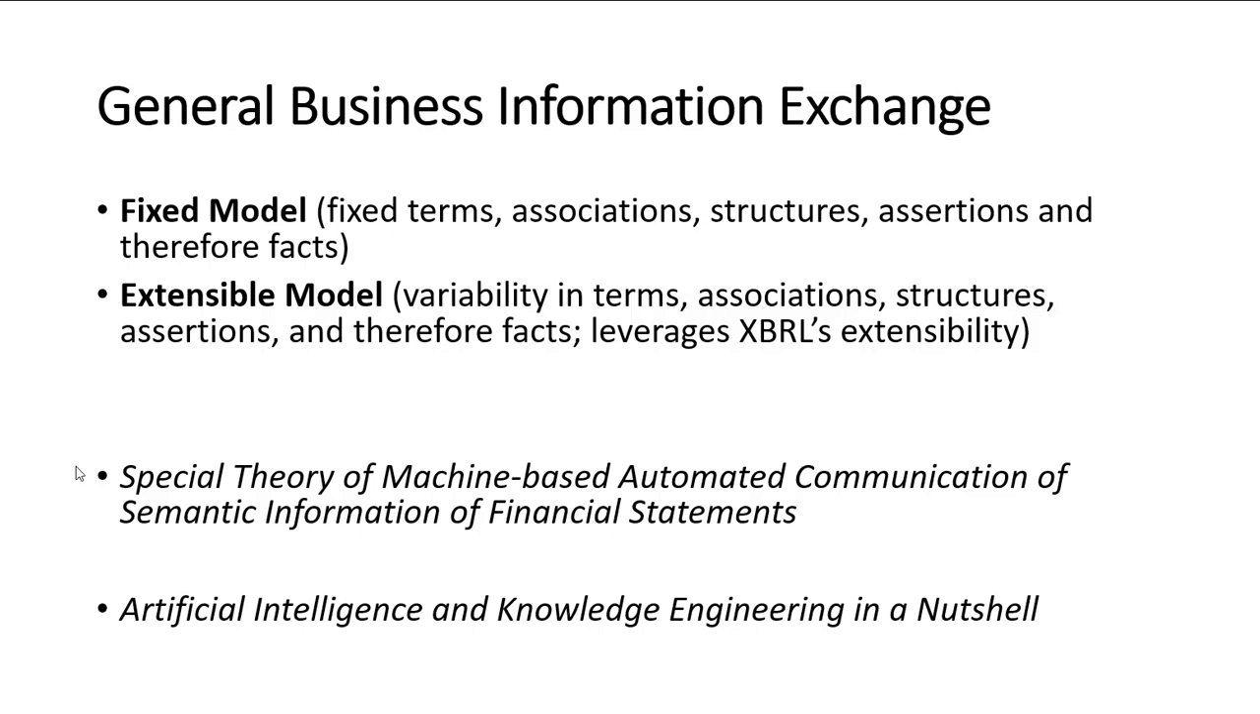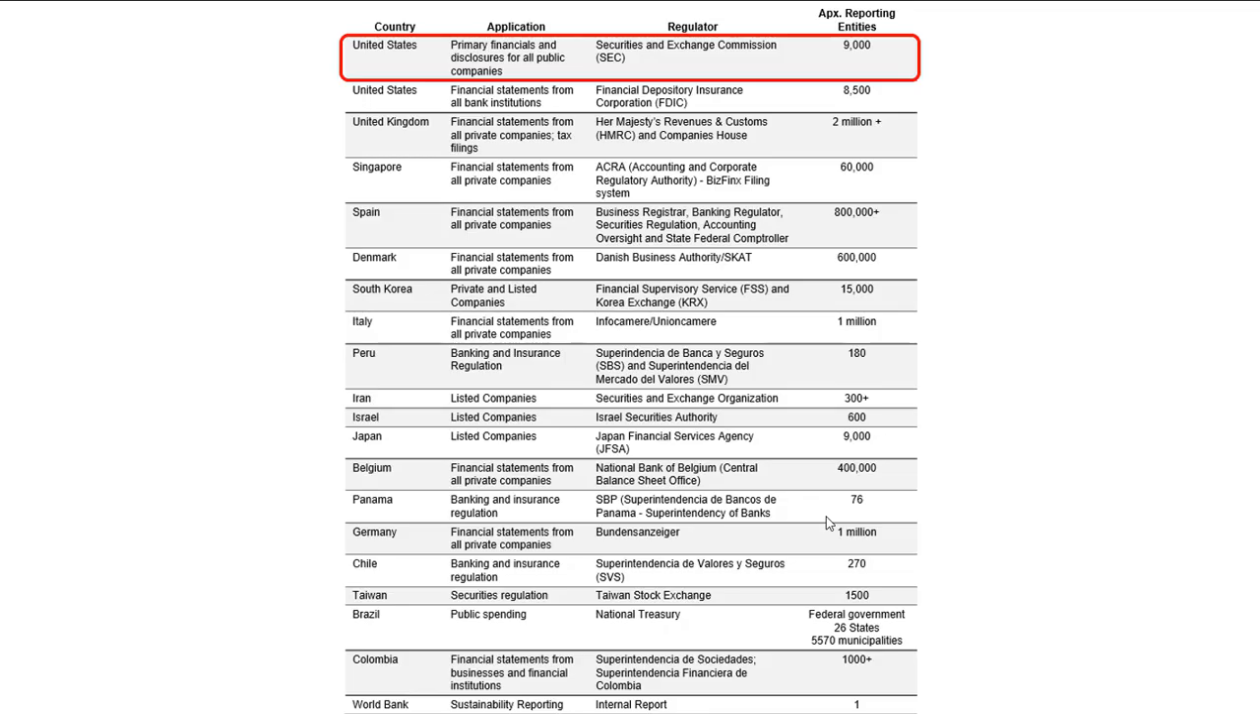So this is explained in this document, Special Theory of Machine-Based Automated Communications of Semantic Information of Financial Statements. And this document, Artificial Intelligence and Knowledge Engineering in a Nutshell, is important background information. If you don't understand this, you may want to stop this video and read this and then watch this video, because it's critical background information for understanding this video.